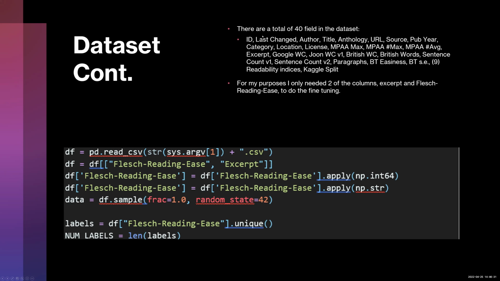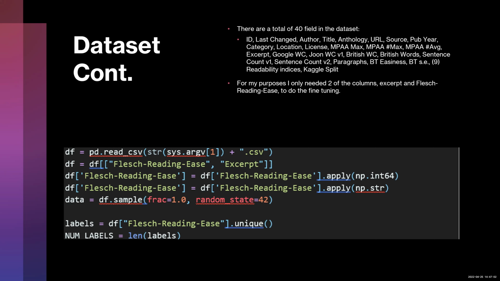For my project, I only really needed 2 of the columns: the excerpt, which was the loaded passage, and the Flesch reading ease score. This code is just importing the information into a data frame and then grabbing those 2 columns. Additionally, because the grading is done with decimals, each individual score needed to become a label.